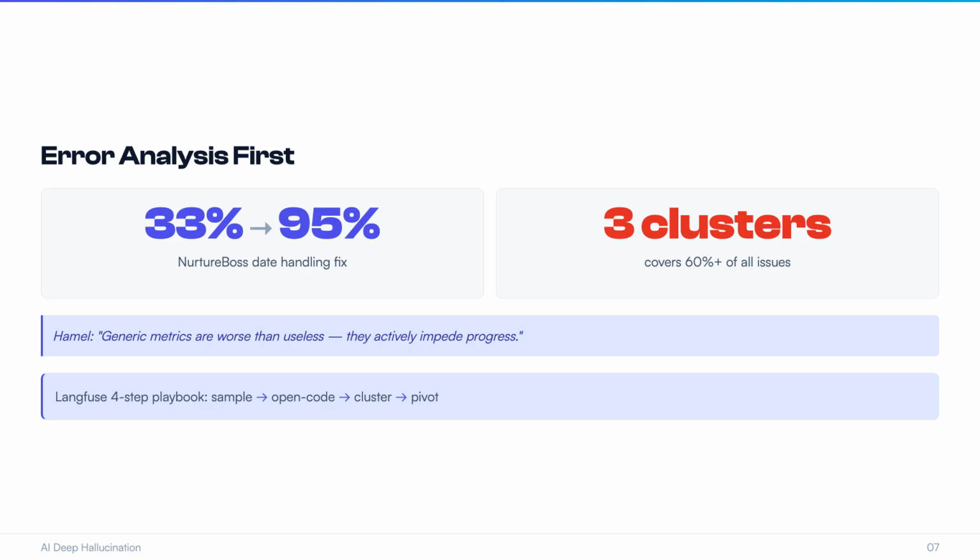Langfuse codified this into 4 steps. Grab 50 to 100 diverse traces, do open coding with a binary pass/fail plus a comment at the first failure point, cluster into a taxonomy, then pivot to find the high-frequency patterns. Their own docs bot's most common failure turned out to be RAG retrieval, not generation.